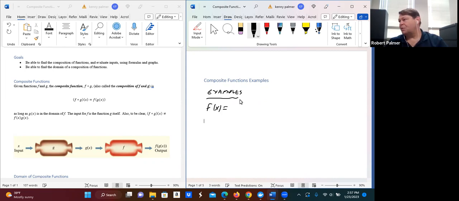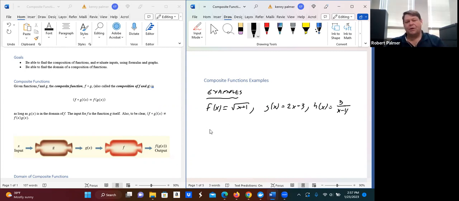f of x is going to be the square root of x plus 1. g of x is going to be 2x minus 3. And finally, I have function h of x, which is going to be 3 over x minus 4.